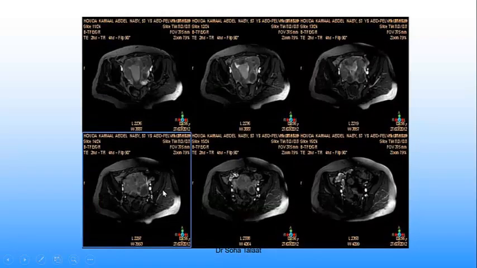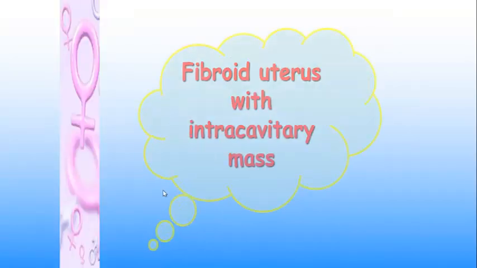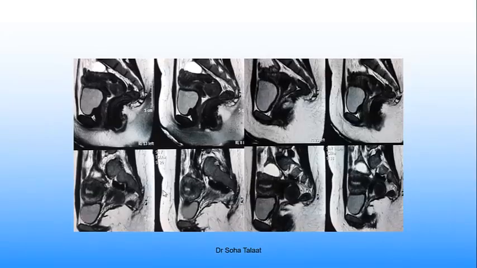So we can say in the end that we have fibroid uterus with an intracavitary mass. I could not differentiate from the MRI here if it is fibroid or polyp associated with this, accidentally discovered with the fibroid uterus.